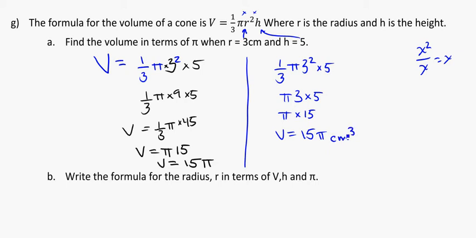And this would be centimeters cubed because it's a volume. So we don't have to put in the 3.14, mostly because we don't have a calculator and that would be a pain to calculate. So we just leave it as 15 pi as the most precise answer.